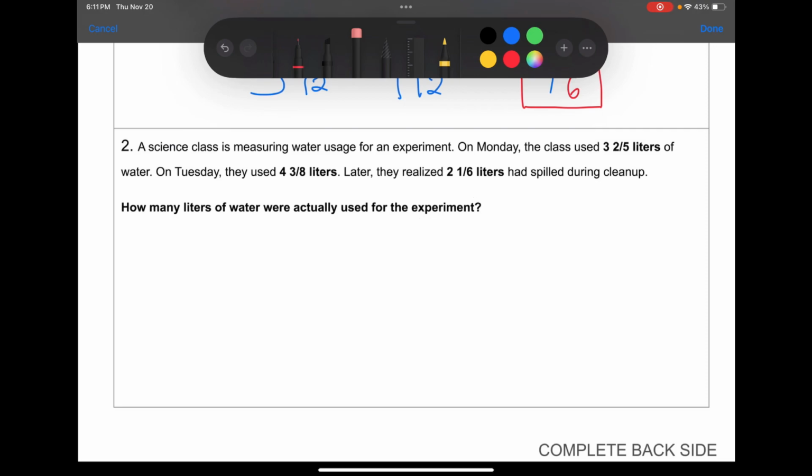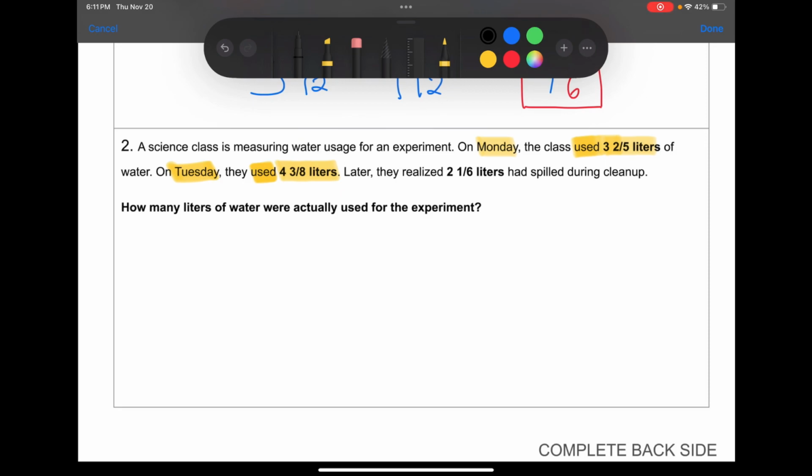Well, let's break it down. First, I'm going to highlight the important information. Monday, they used 3 and 2/5 of water. On Tuesday, they used 4 and 3/8 liters. So how would I represent that in an equation?